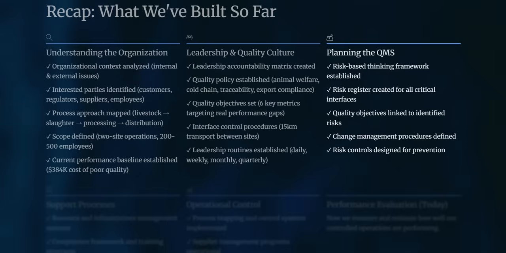Then we moved to Module 3, which is planning the quality management system. We established a risk-based thinking framework, and we created a risk register for all critical interfaces. Quality objectives have been linked to identified risks, and we have defined change management procedures as well. Risk controls have been designed for prevention.